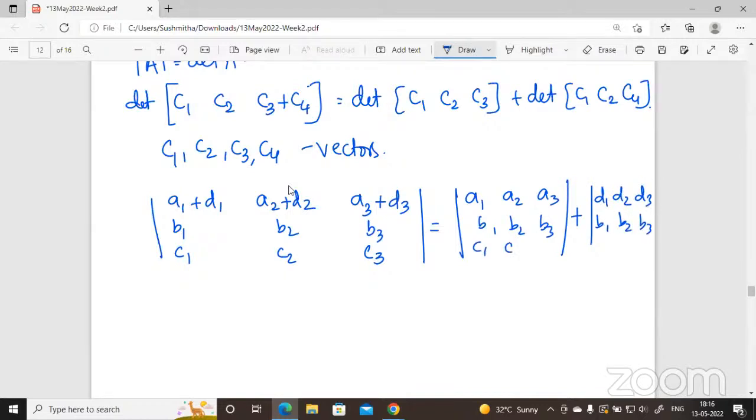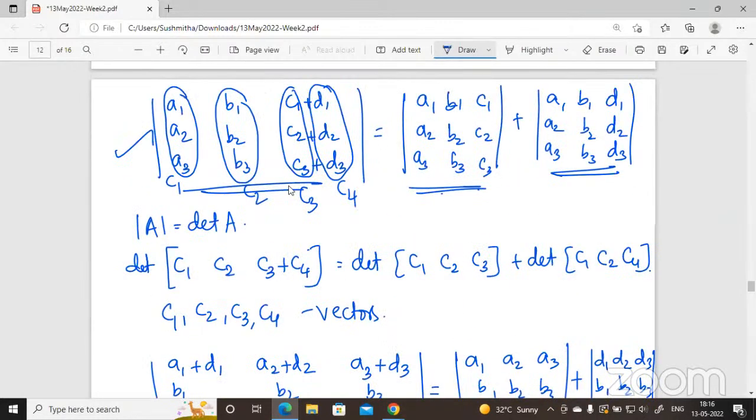Is it clear? Yes, ma'am. Why should this be true? Why can I do it with rows as well? Because the determinant of a transpose is the same as the determinant. Yeah, exactly. Determinant of A is equal to determinant of A transpose. So if I want to do it for the rows, I can just take the transpose of the matrix, convert it into columns, and I already know it for columns, right?